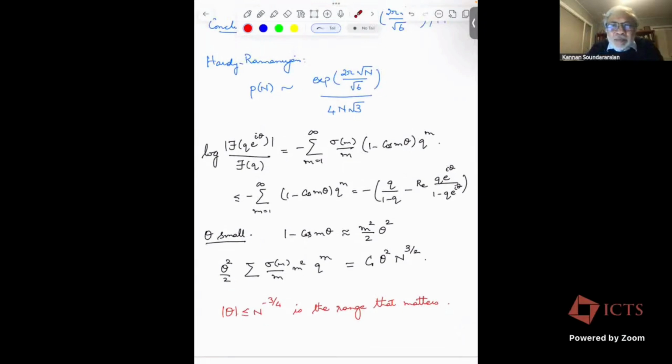So since this is maybe the main part of the talk, which is going to deal with the circle method, maybe I should stop here and see if people have any questions on anything so far, or if there's some part of this calculation that you might like more details on.